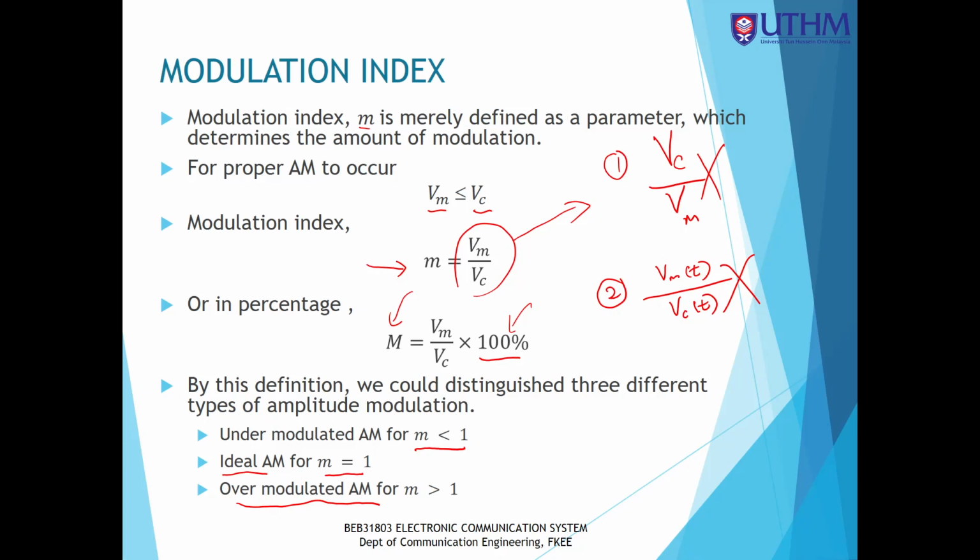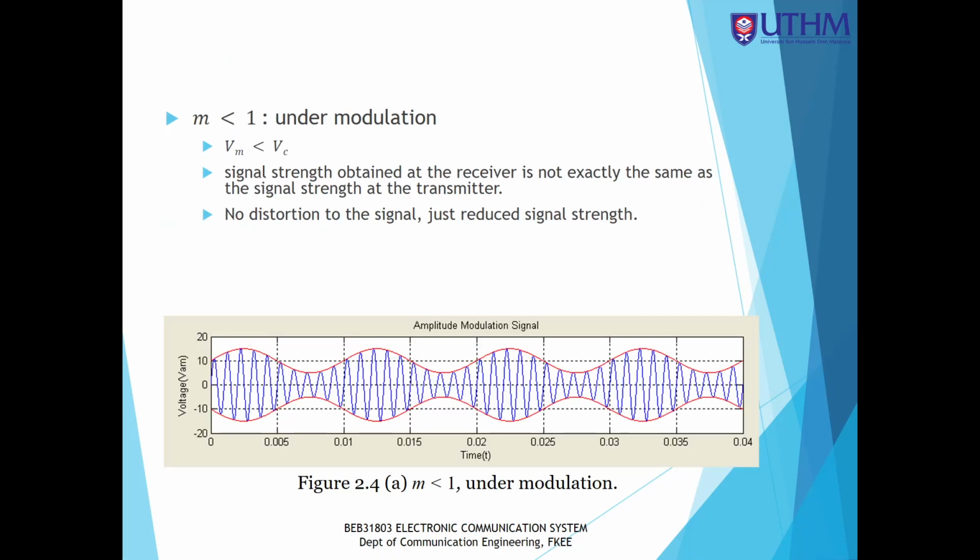In the previous semester we asked students to explain the types of scenarios in amplitude modulation. So we have undermodulated, ideal AM, and also overmodulated AM. Explain using suitable diagrams. That kind of question. So the answer is here.